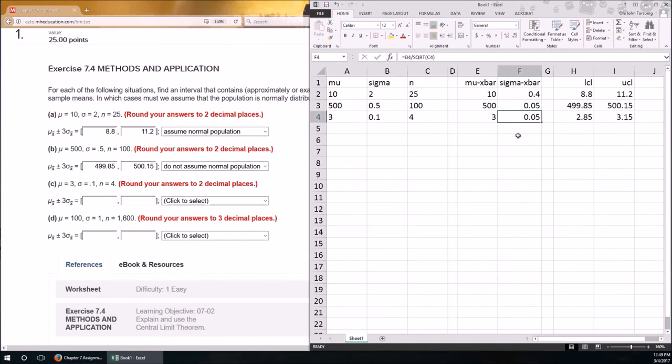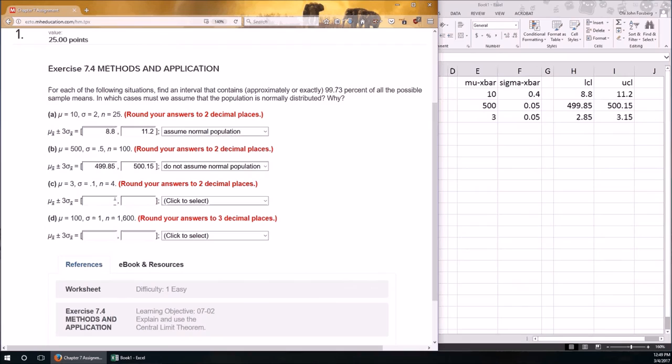Lower confidence limit is mu sub x bar minus 3 times sigma sub x bar. And the UCL is the same except for plus. 2.85, 3.15. And a sample size of 4 most certainly is too small. Therefore, we do need to assume that the data come from a normal distribution.